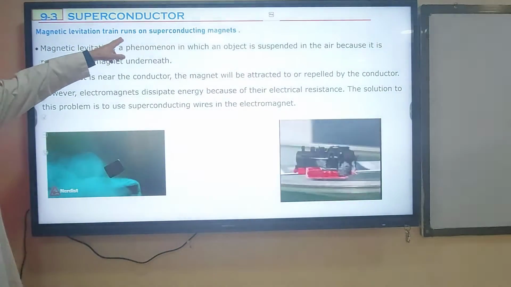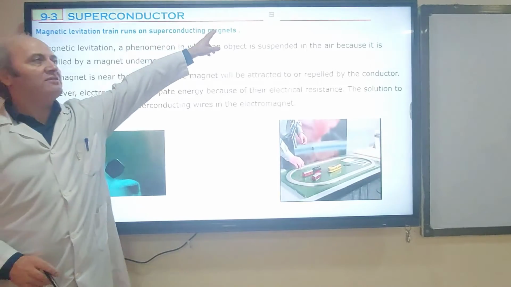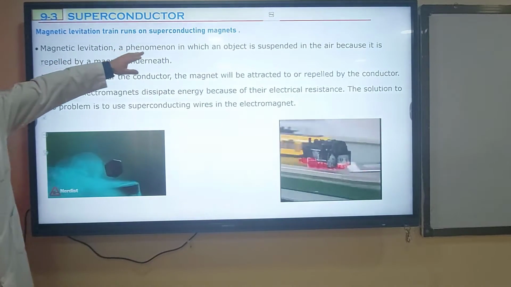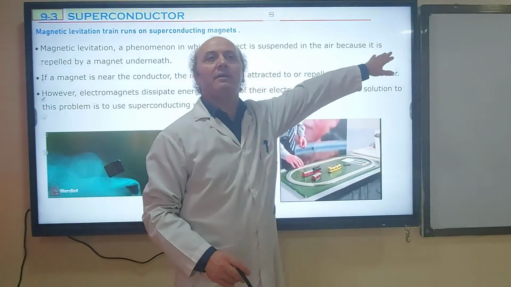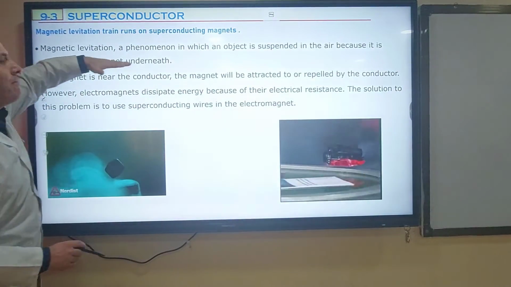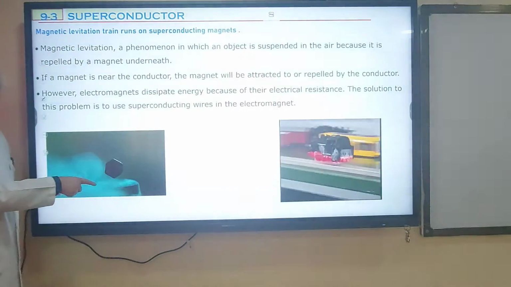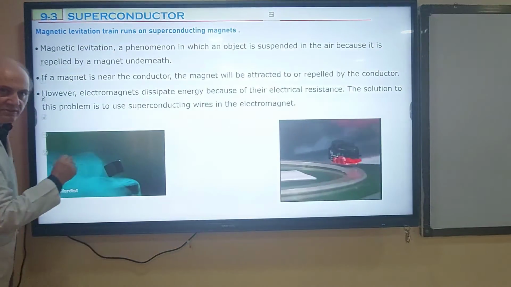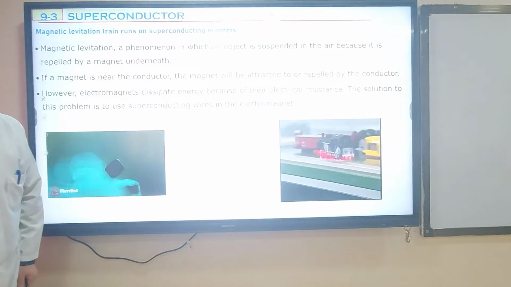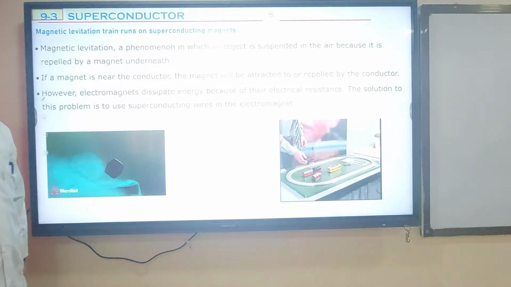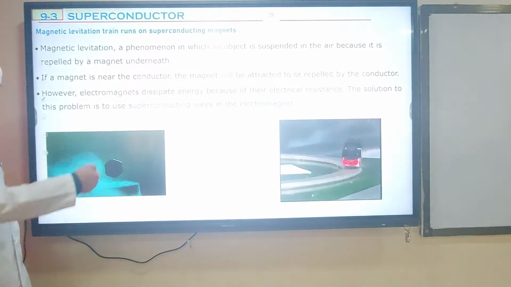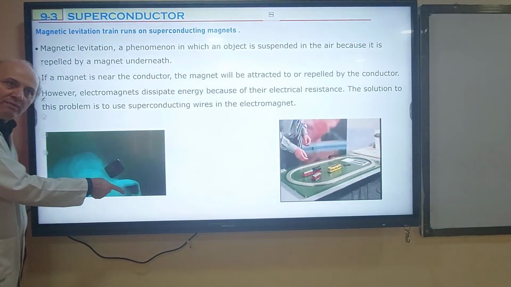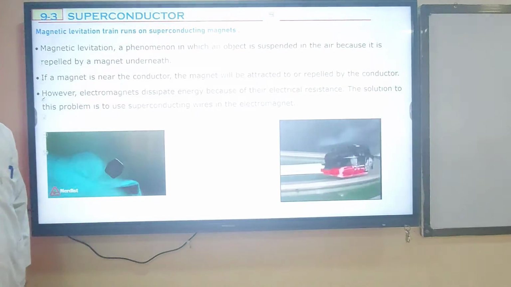Magnetic levitation trains run on superconductor magnets. What is magnetic levitation? Magnetic levitation is a phenomenon in which an object is suspended in air because it is repelled by a magnet underneath. Look at this. This is a magnet. It stays suspended over a conductor. How? Superconductor. You see the vapor? This vapor is the nitrogen. It's vaporizing. First they put liquid nitrogen, so liquid nitrogen vaporizes and cools this material to a superconductor. A superconductor has zero resistance.